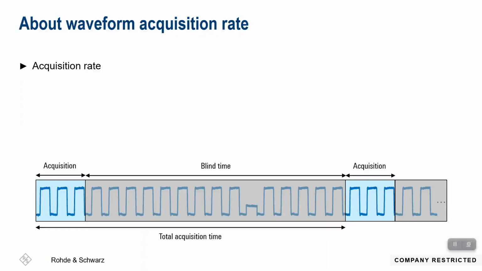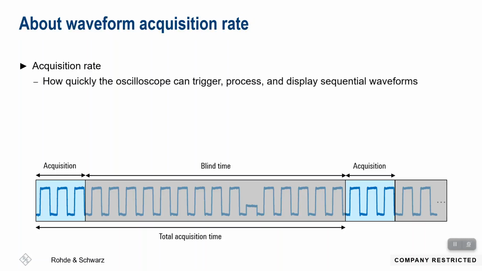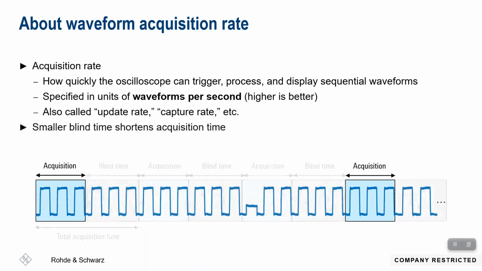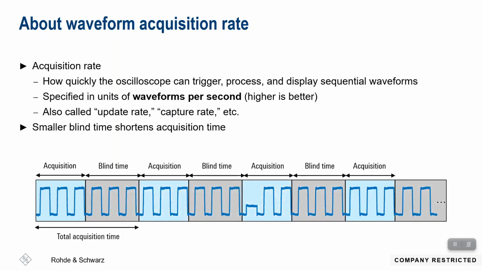So what's update rate? We're really talking about acquisition rate here, and in the graph and the image on the bottom, you can see the total acquisition time is composed of an acquisition and blind time. So an acquisition rate is how quickly the scope can trigger, process, and display sequential waveforms. It's specified in waveforms per second, and of course the higher the better. It's also called update rate and capture rate. And the smaller the blind time, the faster your acquisition rate will be. So one of the goals is to shorten blind time, to get more waveforms per second.